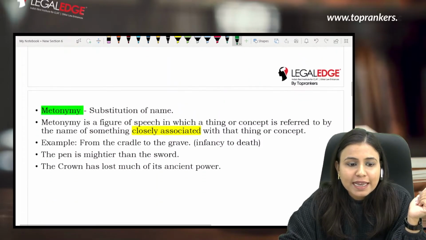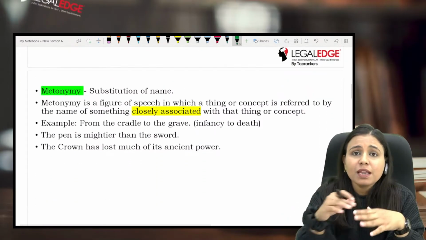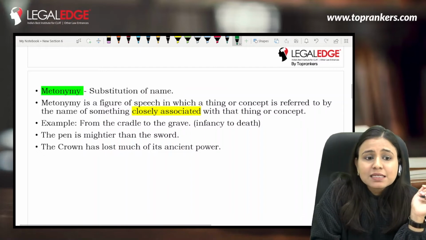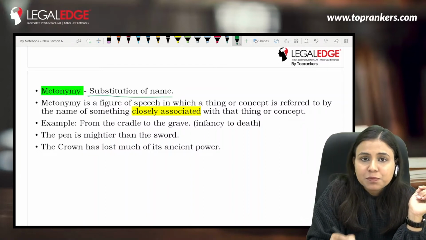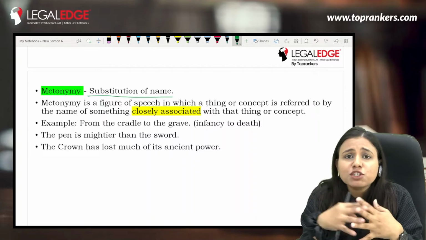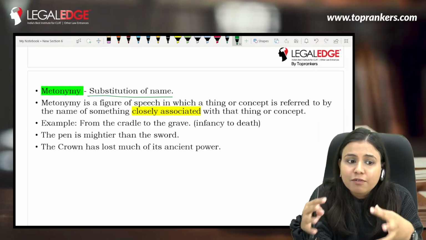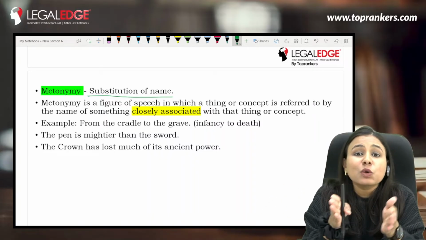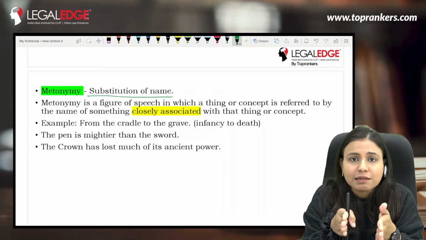Let's move on to the next one, metonymy. Now, metonymy means substitution of name. So basically, this is a figure of speech in which a thing or concept is referred to by the name of something which is closely associated with that thing or concept.